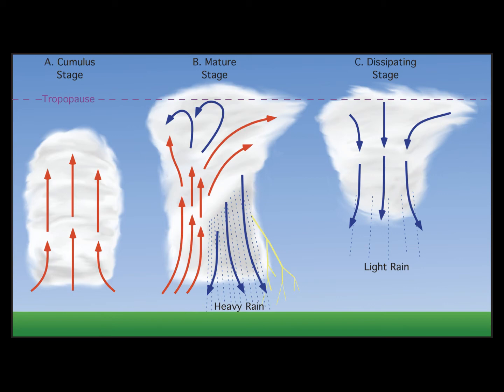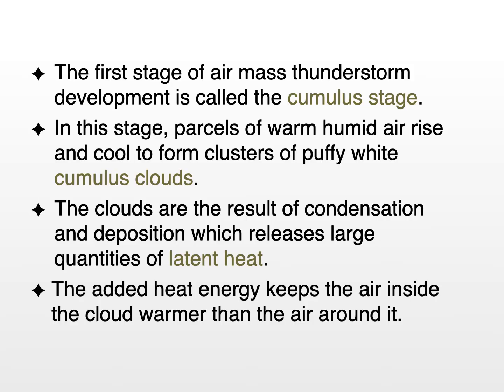And then the last stage is the dissipating stage, and essentially, as the rain falls out, the moisture is gone. The clouds are no longer developing. They're precipitating out, and the cloud starts dissipating from the ground level upward until it's completely gone. So what I just described there were the three stages.